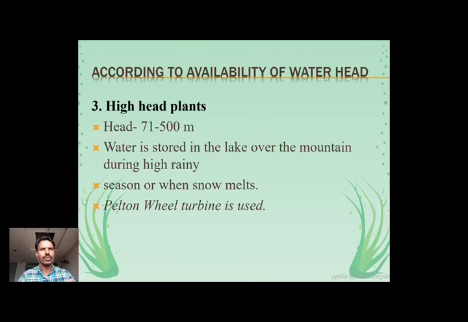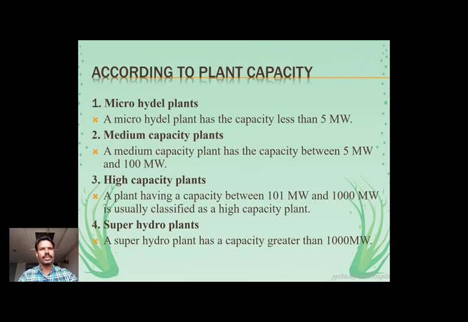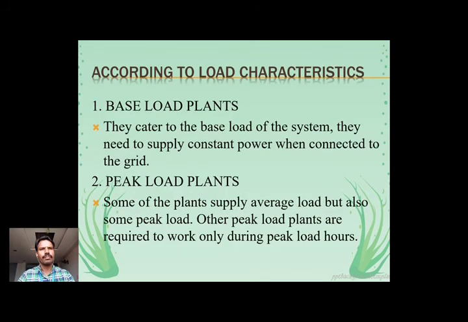According to plant capacity, a micro hydel power plant is the smallest. For example, Vaigai Dam is a micro hydel plant, and Periyar Dam is a medium capacity plant. A high capacity plant produces more than 100 megawatt. And then a super hydro power plant has a capacity of more than 1000 megawatt. India has 3 or more super hydro power plants.